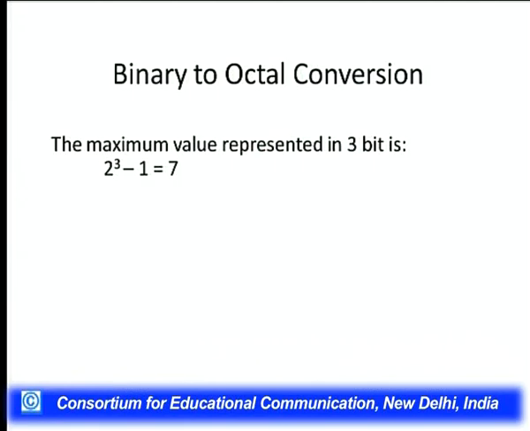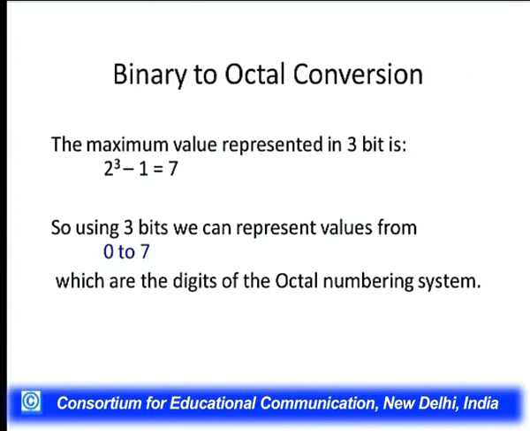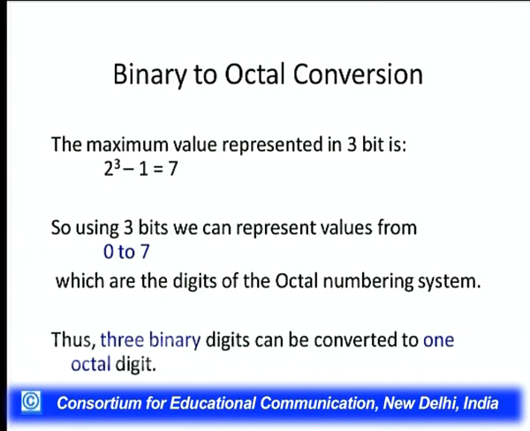We know that the maximum value which can be represented in 3 bits is 2 to the power 3 minus 1, that is equal to 7. Therefore, by using 3 bits we can represent the values 0 to 7. Therefore, 3 bits are sufficient to code any value in the octal number system. Wherever you have 0 to 7, these are the digits of the octal numbering system. So, 3 binary digits can be converted into 1 octal digit. We will use a combination of 3 binary digits to represent 1 octal digit.